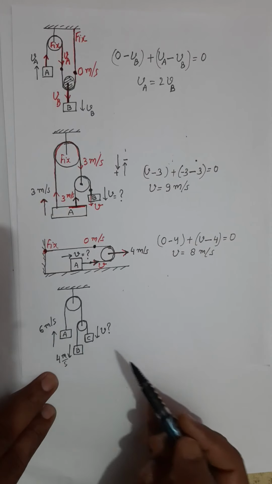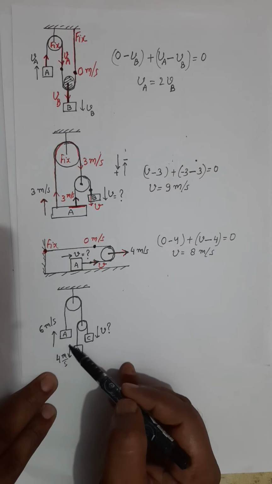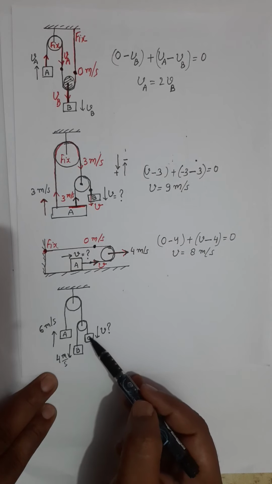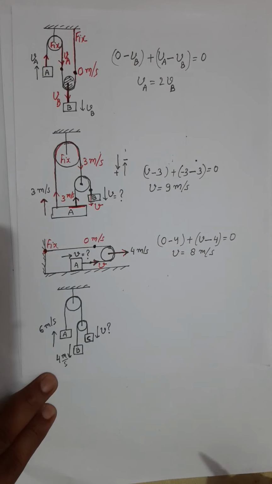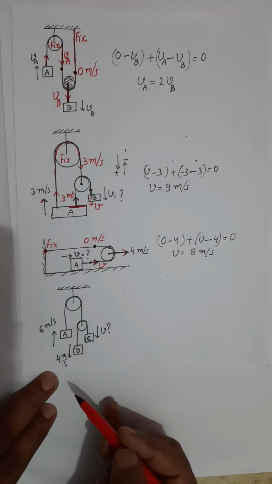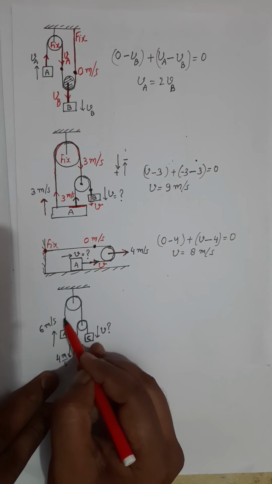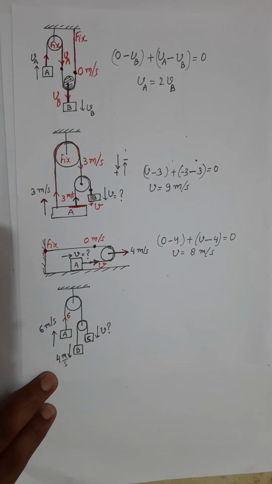Here we have a 3 block system. Block A is going upward with 6 meter per second, block B is coming downward with 4 meter per second, and I want the value for the velocity of block C now. Listen very carefully. This block A is going up with 6 meter per second, so here the velocity is 6. I will just write the numbers, not the unit of velocity.